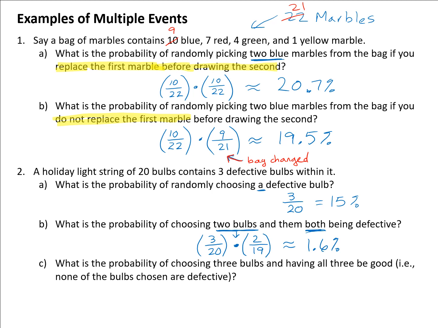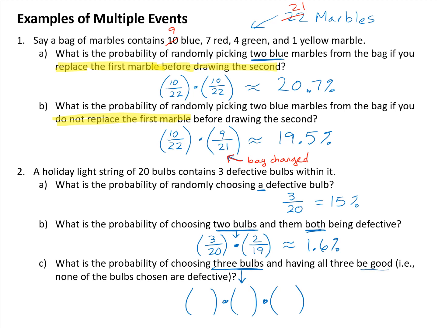All right, our next question says, what is the probability of choosing 3 bulbs and having all 3 be good? In other words, none of them are defective. Now, our multiplication rule works for more than 2 events. You just continue to multiply another probability on for however many events you have. So if we're looking at choosing 3 bulbs, that would mean we multiply 3 probabilities together to create our overall chance of choosing 3 bulbs with those qualities.